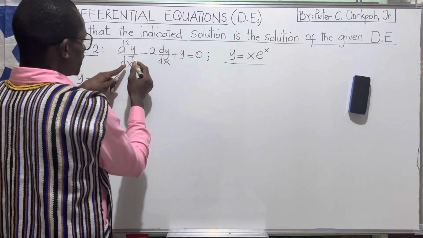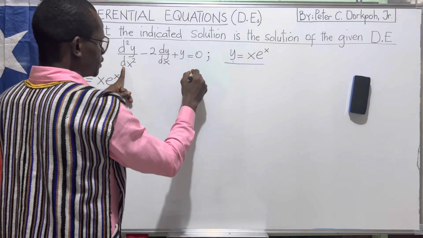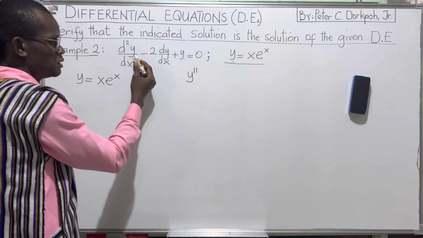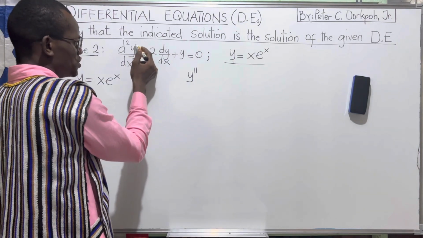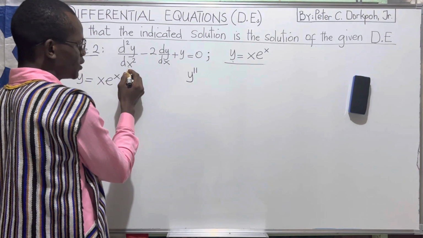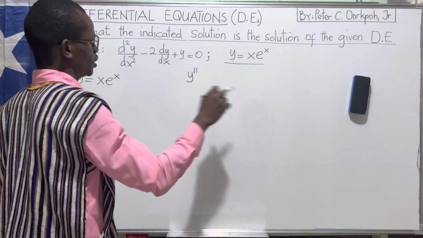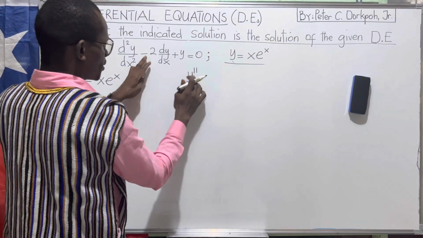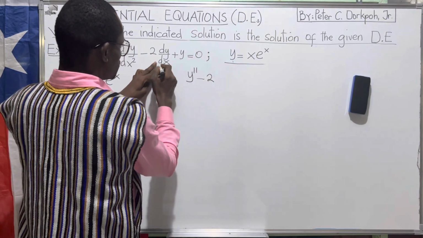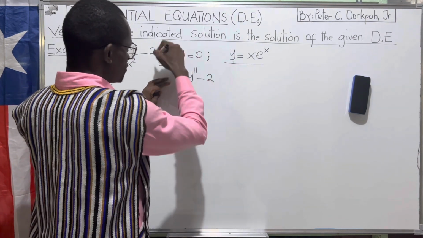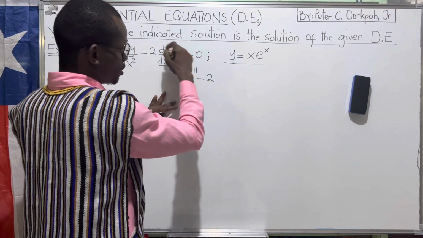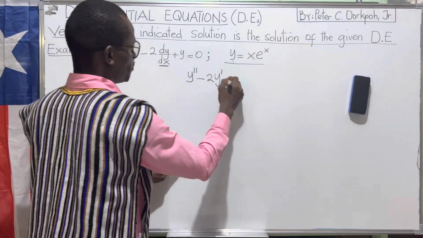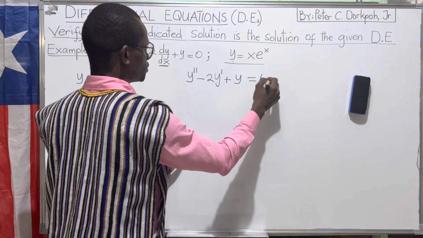Look within the problem. This d2y dx squared simply means y prime prime, because the dependent variable here is y, which is the name of this function, and the independent variable is x, the variable within the function. So this notation represents a second order differential equation. We can rewrite this as y prime prime minus 2 y prime, because this is also just a derivative notation, the first derivative, plus y all equals 0.